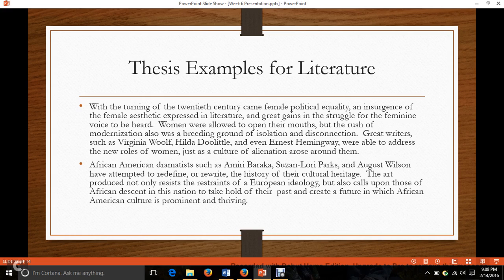Okay, so the next one, let's go ahead and take a look. African American dramatists such as Amiri Baraka, Susan Laurie Parks, and August Wilson have attempted to redefine or rewrite the history of their cultural heritage. The art produced not only resists the restraints of European ideology, but also calls upon those of African descent in this nation to take hold of their past and create a future in which African American culture is prominent and thriving. So here we have clear 3 authors that are going to be compared. They're all writers of plays. I did not include the works.